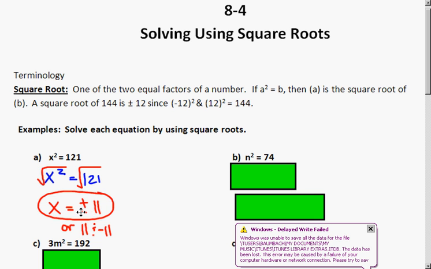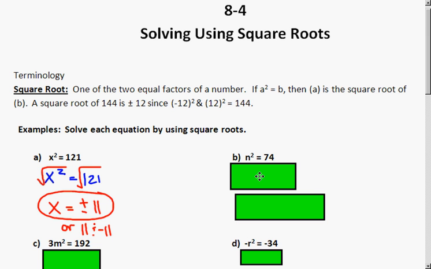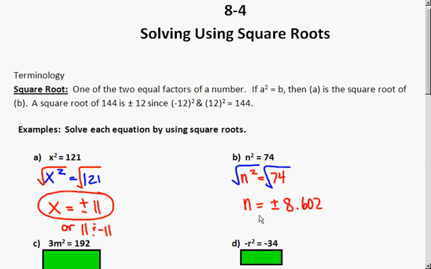When you take the square root of 121, you'd wind up with x equals plus or minus 11. This is how you can write the answer, or you can write it as 11 and negative 11. Same concept over here. You have n squared equals 74. To get rid of a square, we're going to square root both sides. And when we take the square root of 74, you'd notice that you'd get an irrational number. So we're going to round to 3 decimal places here, and we wind up with n equals plus or minus 8.602.